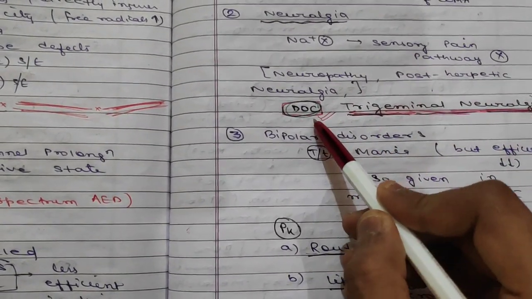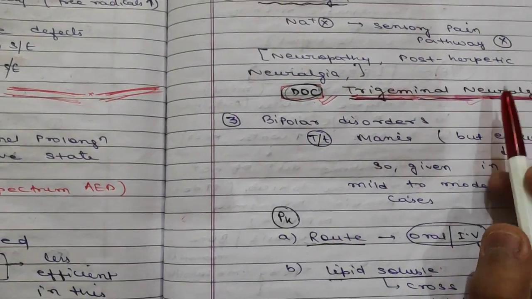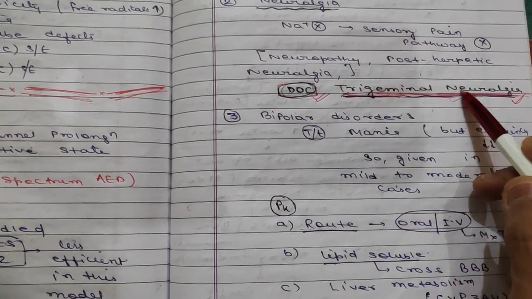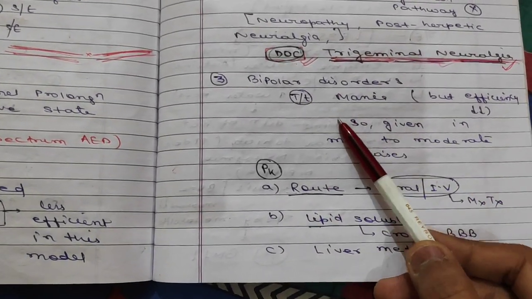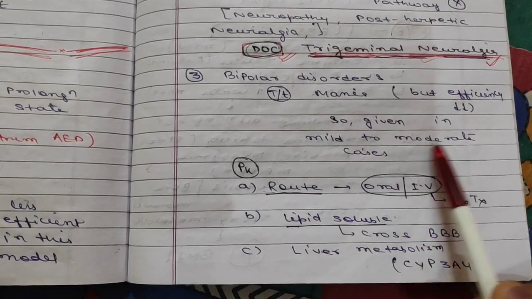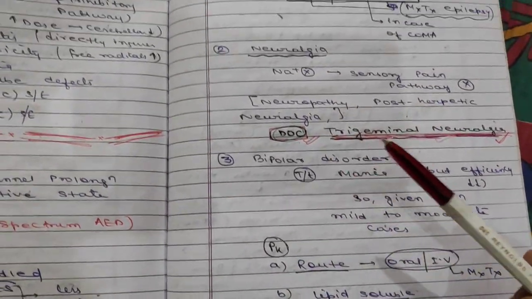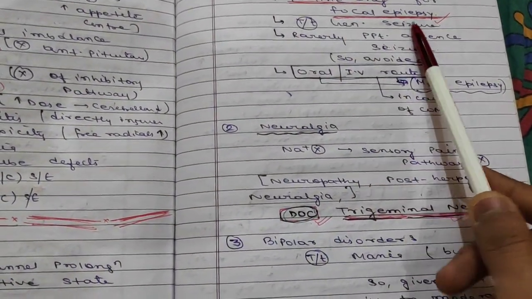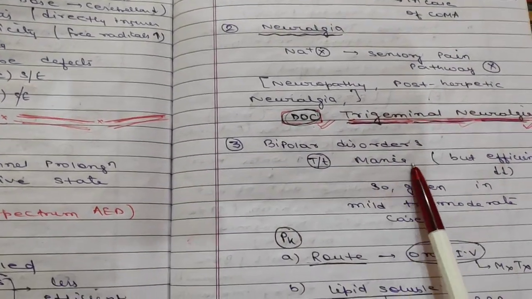Clear? And that may be neuropathy, post-herpetic neuralgia. Okay, and the drug of choice for neuralgia, carbamazepine, is the drug of choice for trigeminal neuralgia. In the case of trigeminal neuralgia, carbamazepine will be the drug of choice. So this is another important MCQ question. Okay, the third is your bipolar disorder. So it can be used for the treatment of mania, and it is given in patients having mild to moderate cases because it has less efficacy in the treatment of mania. Okay, so these three are the general indications: epilepsy, and the first line drug for focal epilepsy, then your neuralgia, drug of choice for trigeminal neuralgia, and then your bipolar disorders.